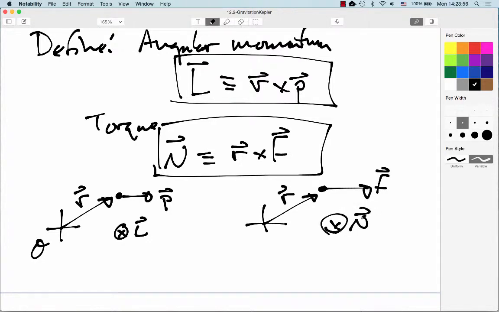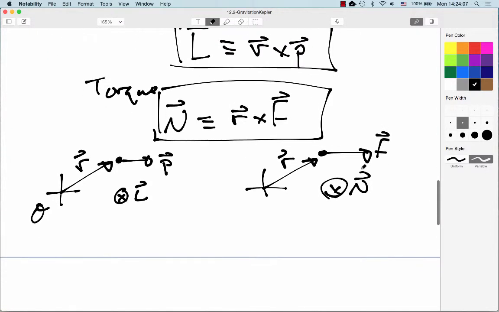And remember, these angular momenta and torques are always defined with respect to some given origin. Change the origin, you will change them. Okay.